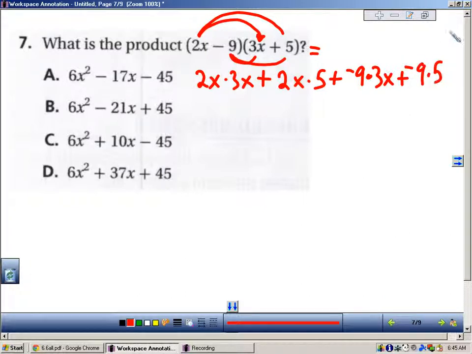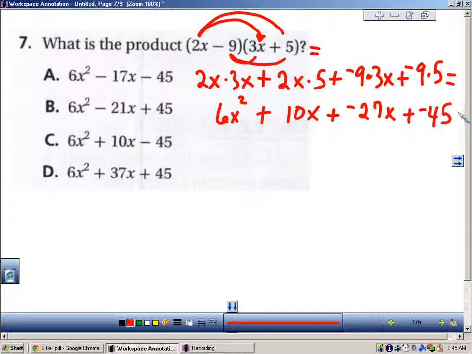Okay, let's clean this up. We get 6x squared plus 10x plus negative 27x plus negative 45. Okay, let's combine like terms. It's just negative 17.